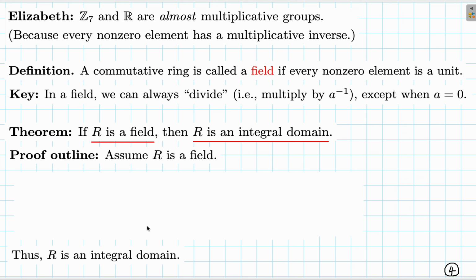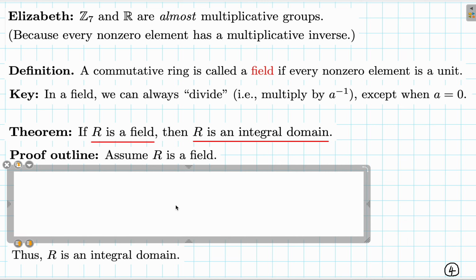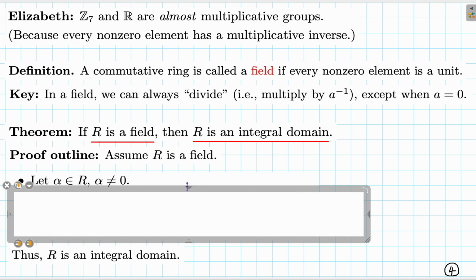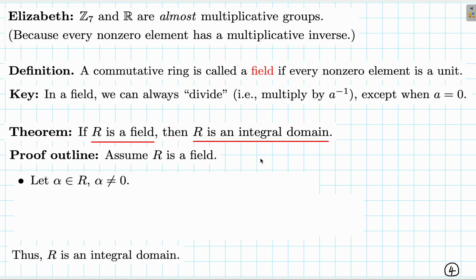Now, to show that R is an integral domain, we must show that R doesn't have any zero divisors. And here's a strategy to do that. Let's start with an arbitrary element of this ring that is non-zero. So we'll let alpha be a non-zero element of this ring. And then we have to show that alpha is not a zero divisor. That will tell us that R is an integral domain.